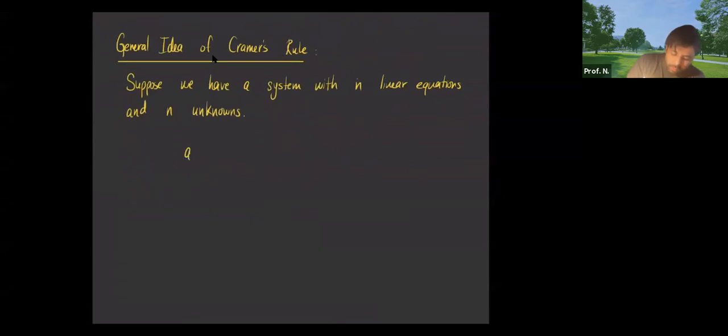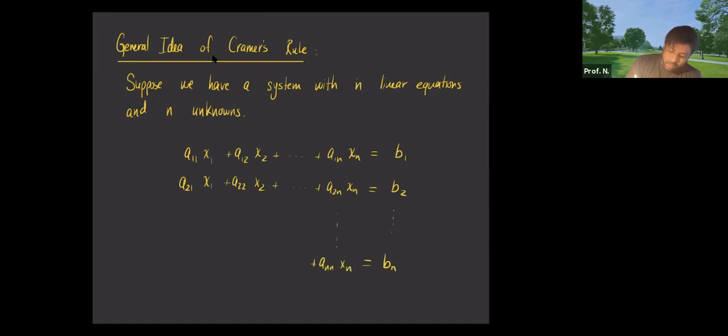So this looks like what we've seen already: a11 x1 plus a12 x2 dot dot dot a1n xn, let's say this equals b1, and so on and so forth. This is a21 x1 plus a22 x2 dot dot dot all the way to a2n xn. This equals b2, and this goes all the way down to bn. This goes all the way down to ann xn. This is an2 x2. This is an1 x1.